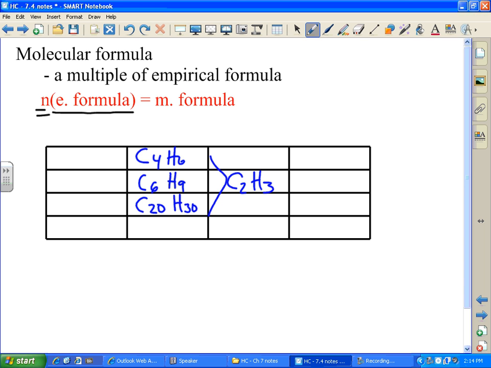So what are we ultimately trying to do? We're trying to ultimately realize what is the variable? What is that multiple? And we can see it's the empirical formula times 2, times 3, or times 10. And that's what our goal is as we go through to solve these problems.